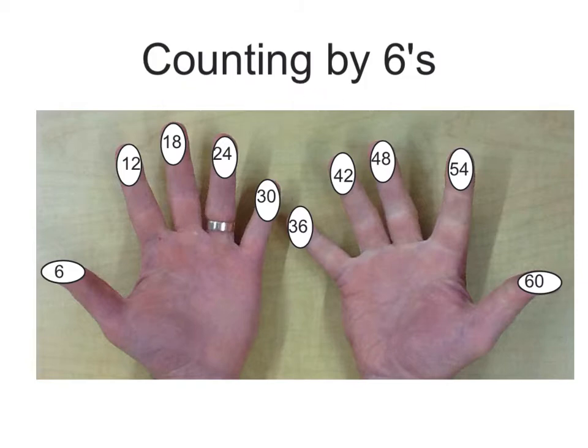Counting by sixes. Here we go. 6, 12, 18, 24, 30, 36, 42, 48, 54, 60.